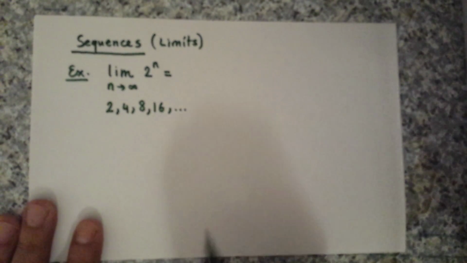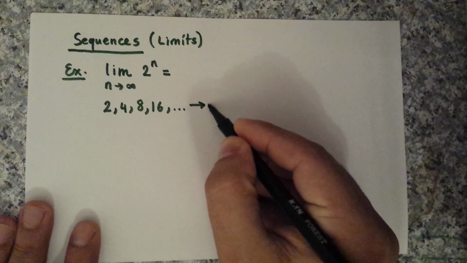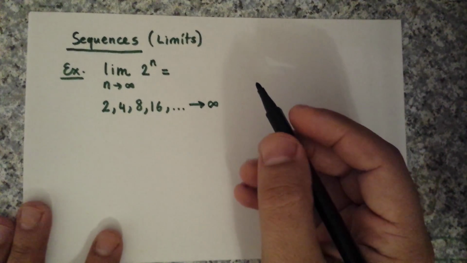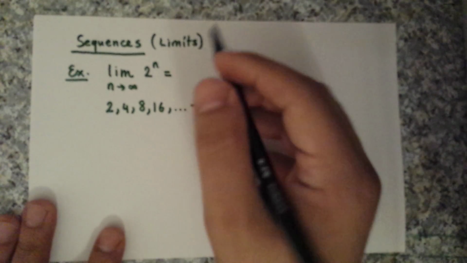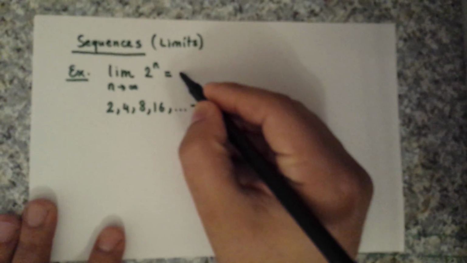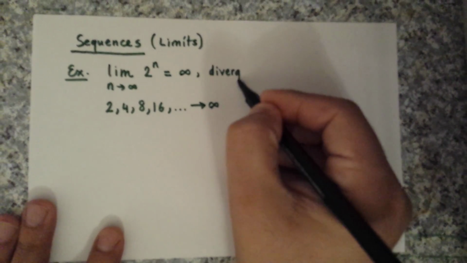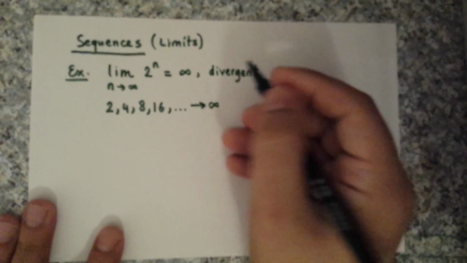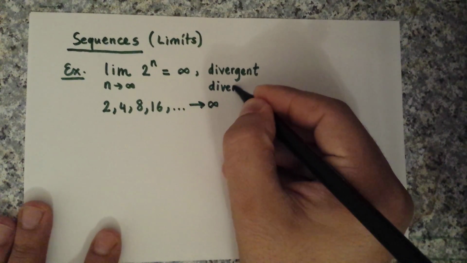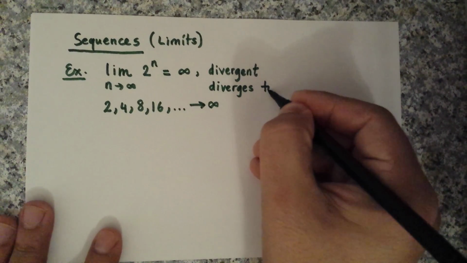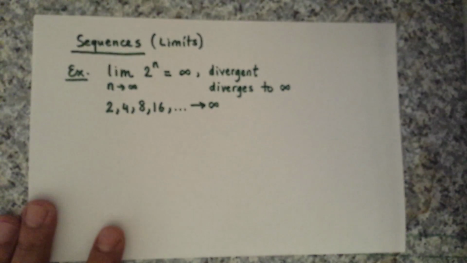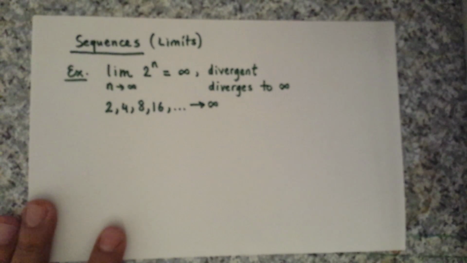We don't have a bound for them, so they go to infinity. And we just say this sequence diverges to infinity. We say the sequence is either divergent, or we say it diverges to infinity. Both of them really work. This is a really good example of a sequence which diverges to infinity.